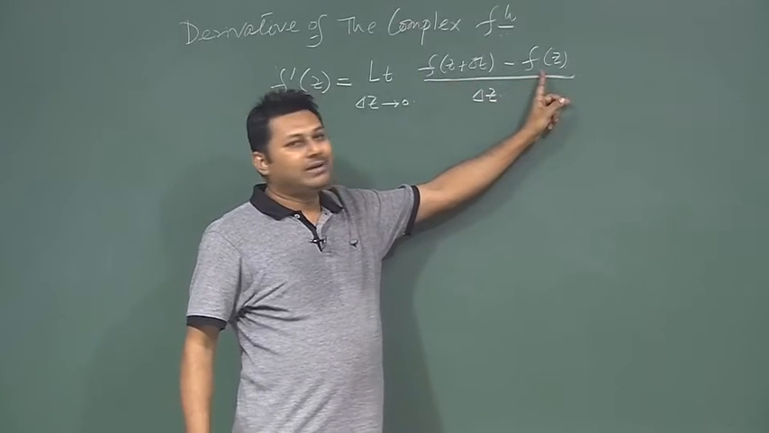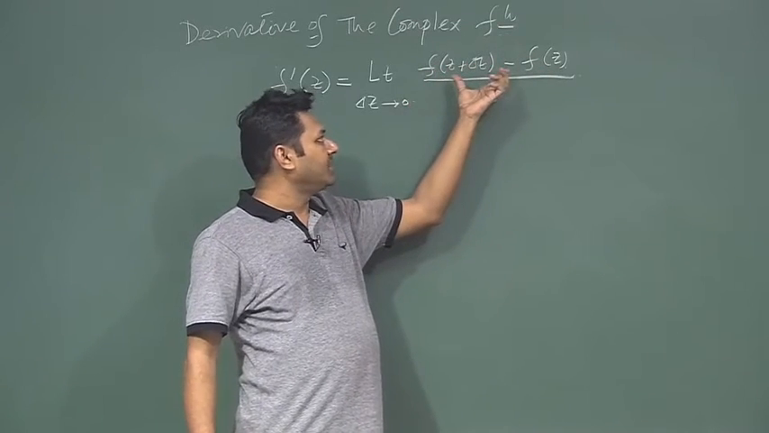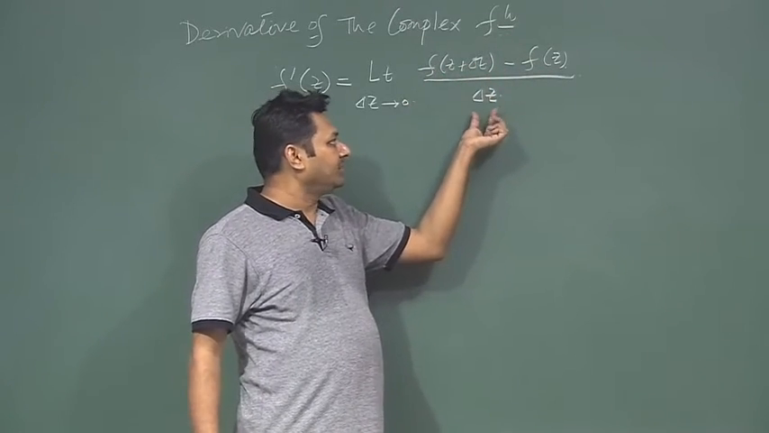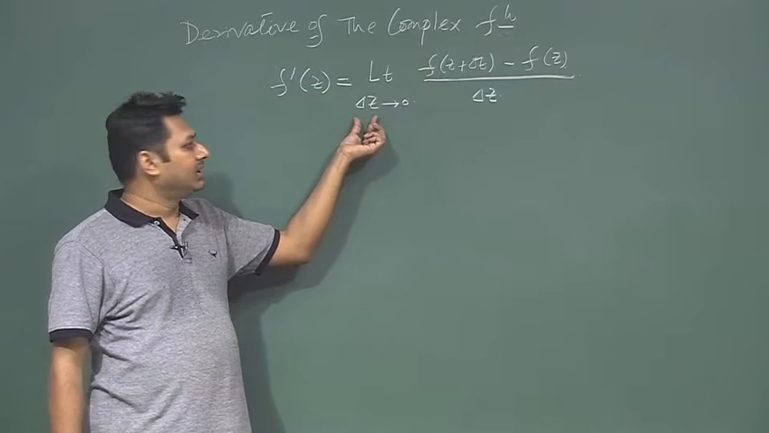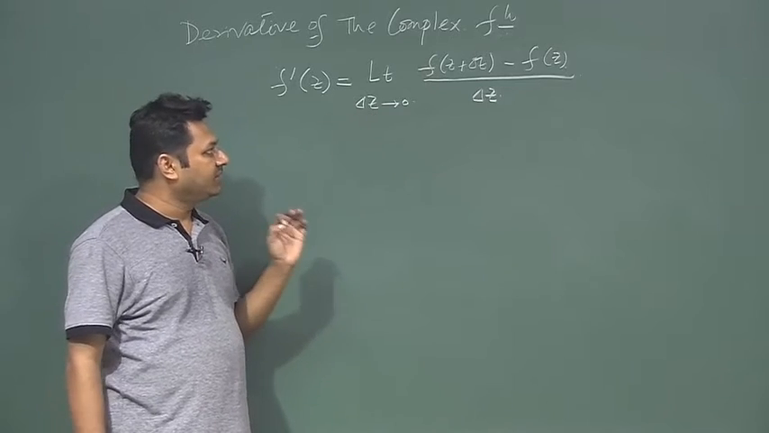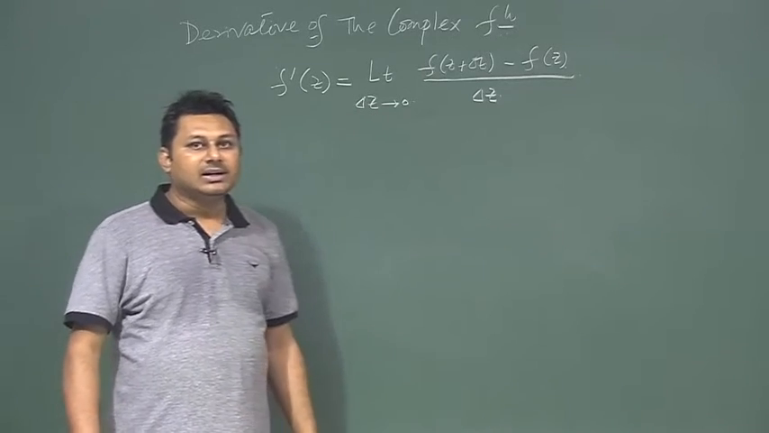This is the original value. So, I want to find out how the function is changing with respect to the change of the variable, when the change of variable tends to 0. For very small change, how the function is changing.